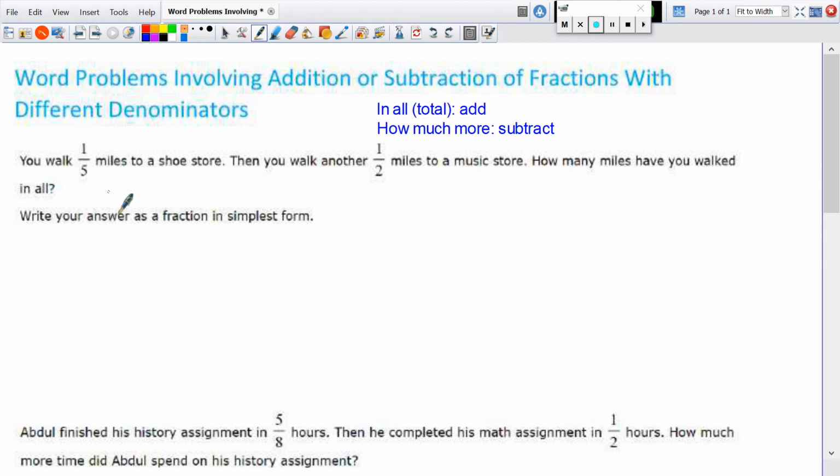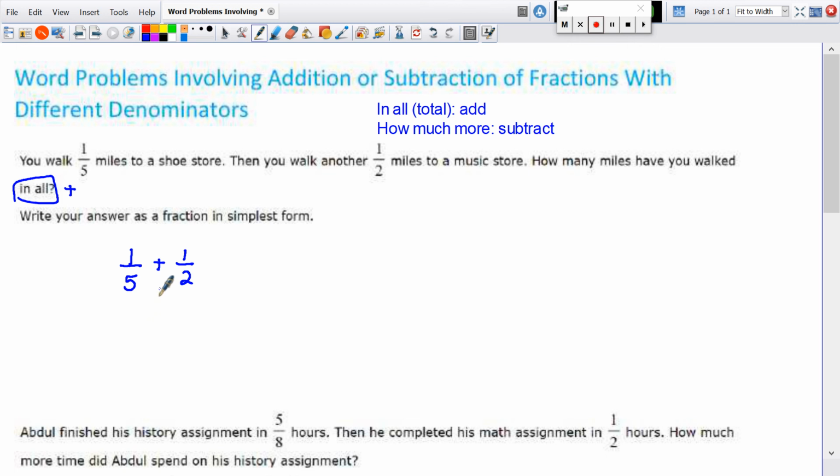So you walk 1/5 miles to a shoe store. Then you walk another 1/2 miles to a music store. How many miles have you walked in all? That means add. And write your answer as a fraction in simplest form.